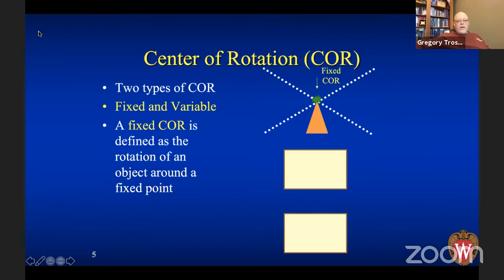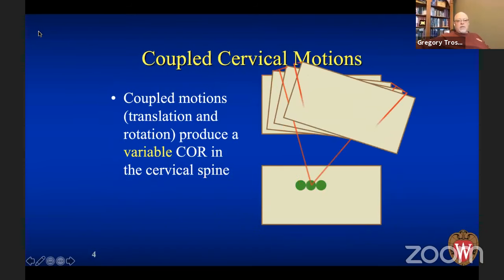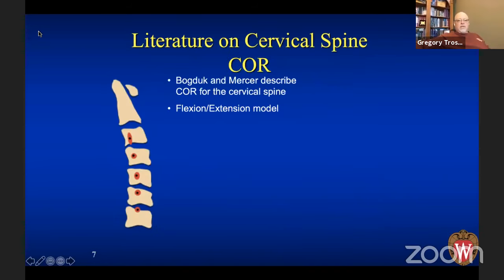We know that from the literature. From the literature, you can see that the centers of rotation for each of the discs are not a static point, which is what a fixed center rotation does for you. This is a dynamic point that changes with the pattern of flexion, extension, and rotation in the neck.